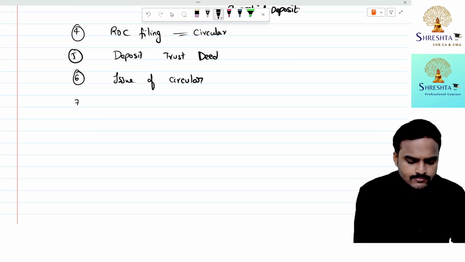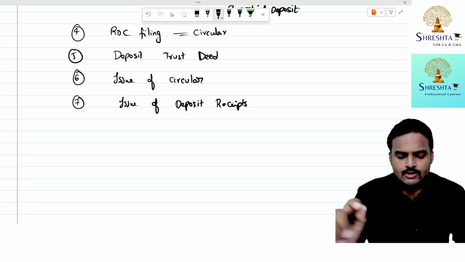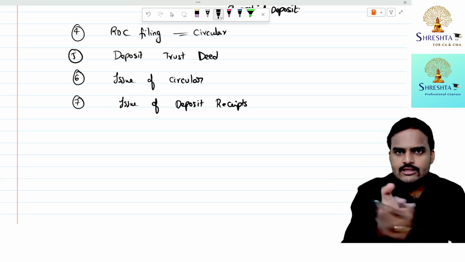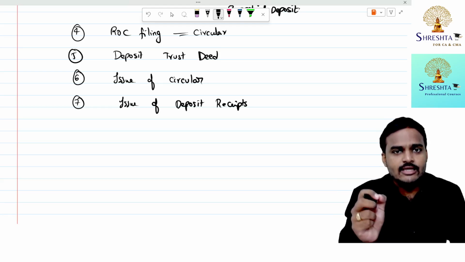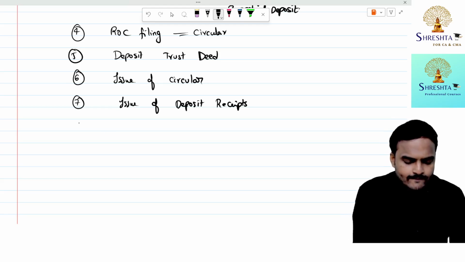Next one, issue of deposit receipts. Looking at the circular, interested people will deposit their monies with the company, and the company is required to create and issue deposit receipts in the name of depositors. Clear?